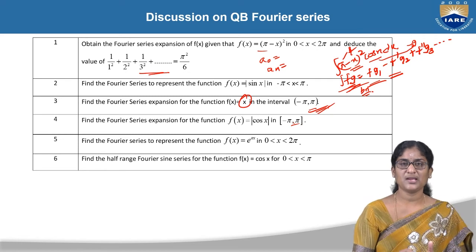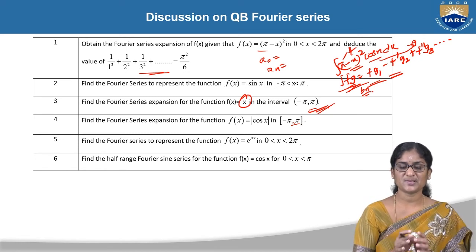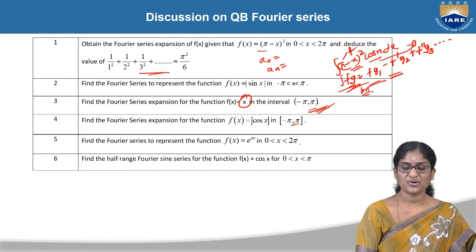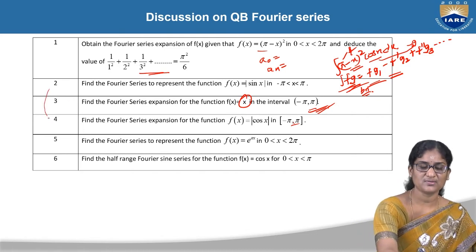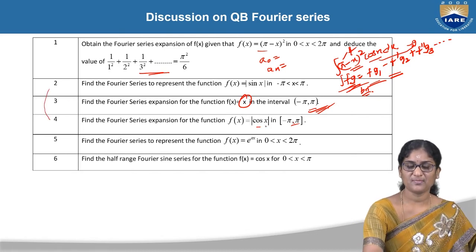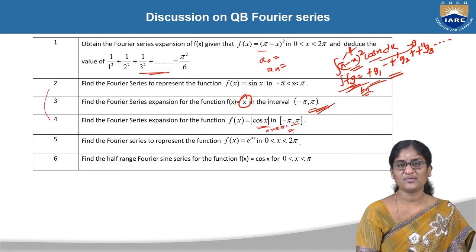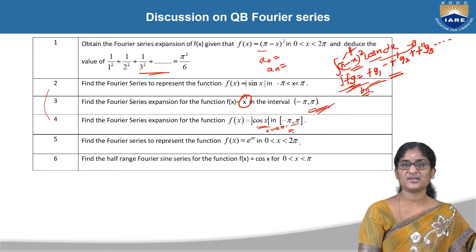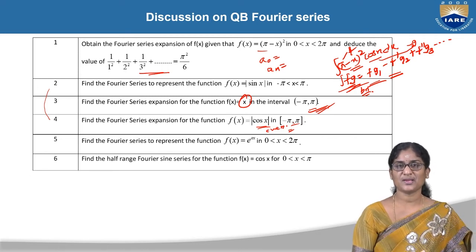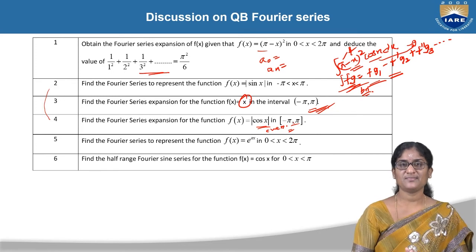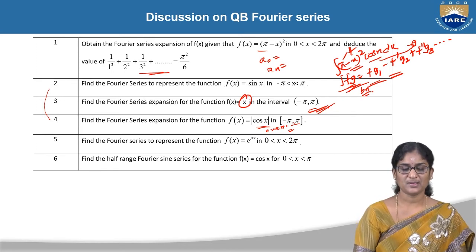So a naught, an and bn, these three values have to be substituted in the Fourier series to get the Fourier expansion of the given function in terms of sine and cos. Now, the fourth question is very much similar to the second question. Here mod x is again an even function, and we'll be having only a few Fourier coefficients that we need to find. So we have to check whether the function is even or odd. By knowing that it is even or odd, half of the problem can be reduced.